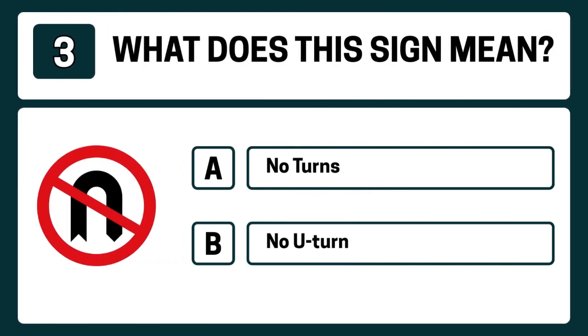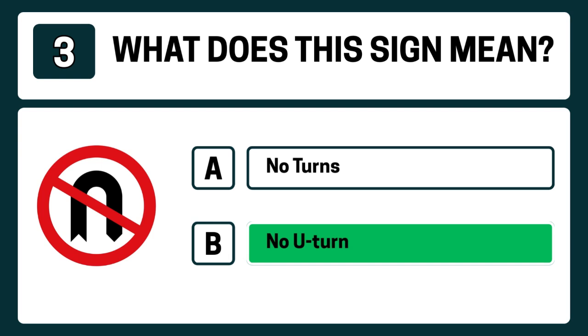What does this sign mean? Is it a no-turn sign or no U-turn? Good observation. The no U-turn sign prohibits making U-turns at an intersection.